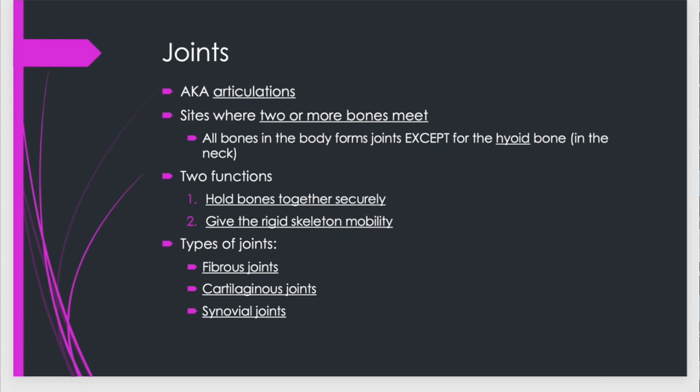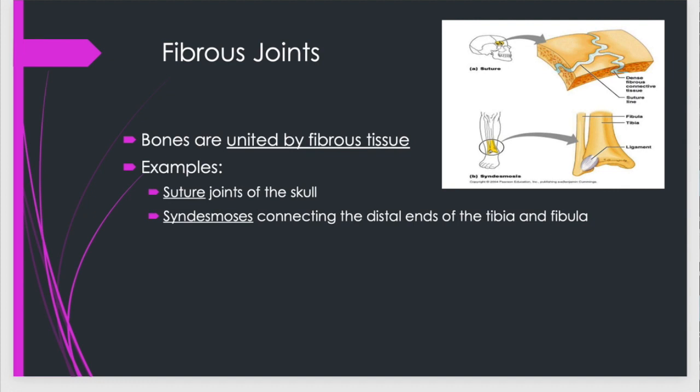There's 3 kinds of joints that we'll talk about. So we have fibrous joints, cartilaginous joints, and synovial joints. Fibrous joints are going to be found in the suture joints of our skull. Okay, so kind of all these lines that you would see on a diagram of a skull, those are fibrous joints. They're united by fibrous tissue. Another place we have that would be something called a syndesmosis, where we have the distal ends or the ends closer to your ankle that hold the tibia and fibula together.